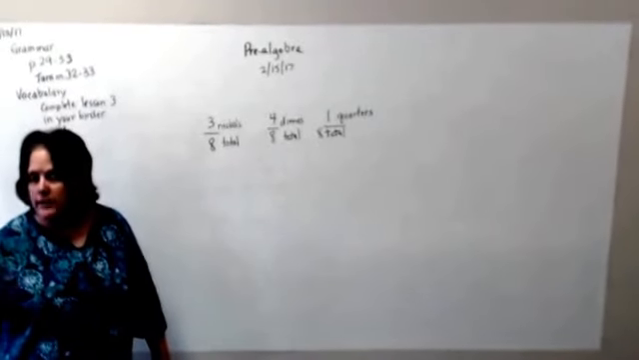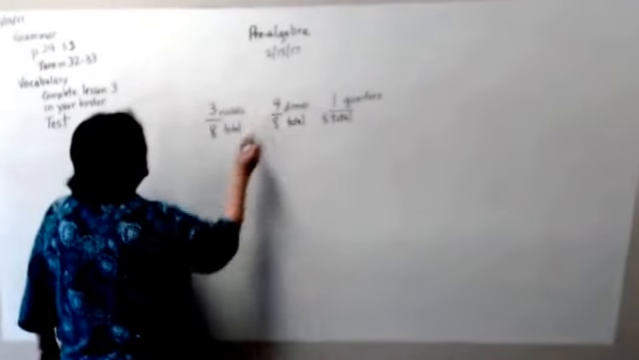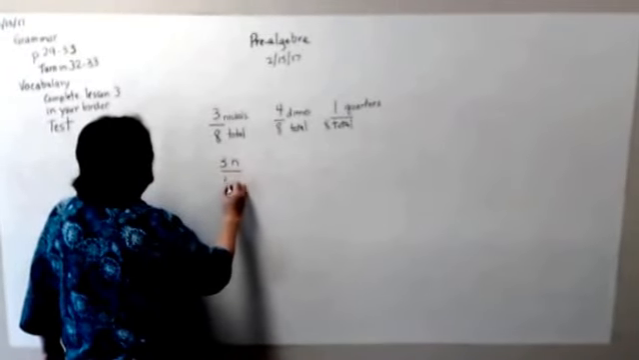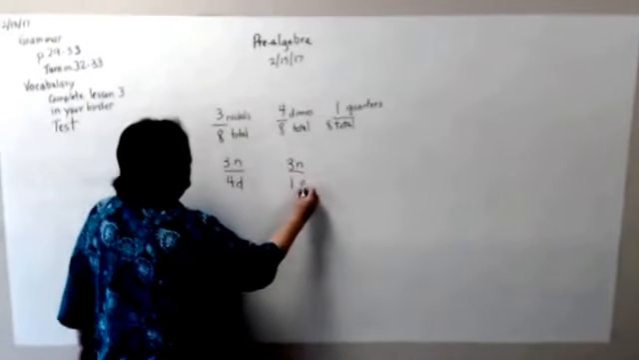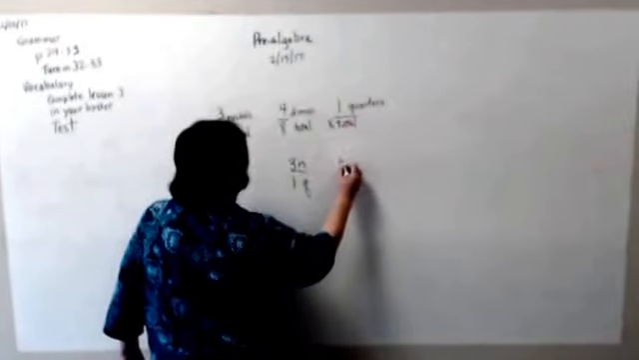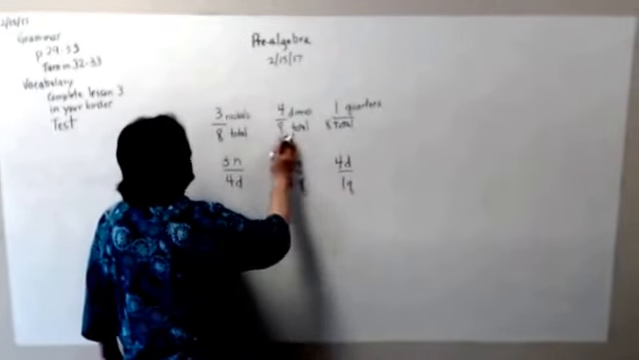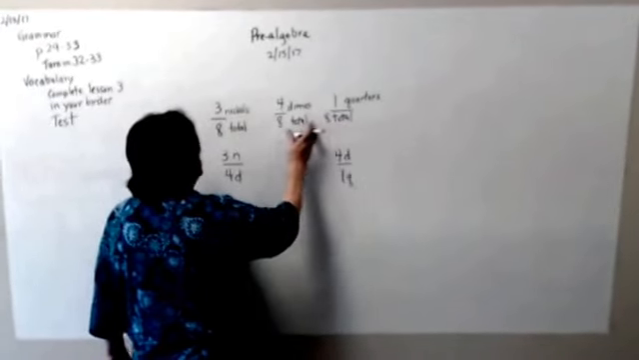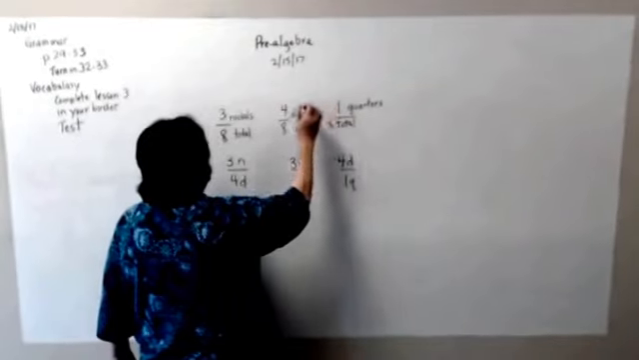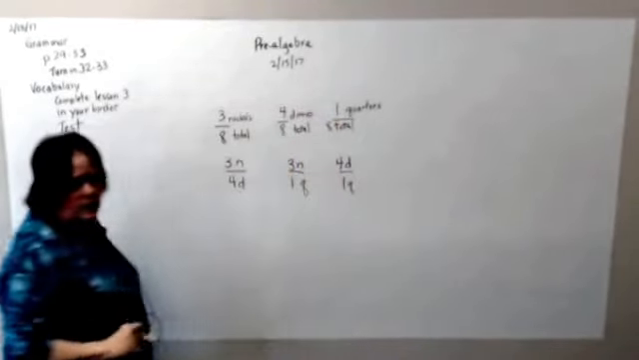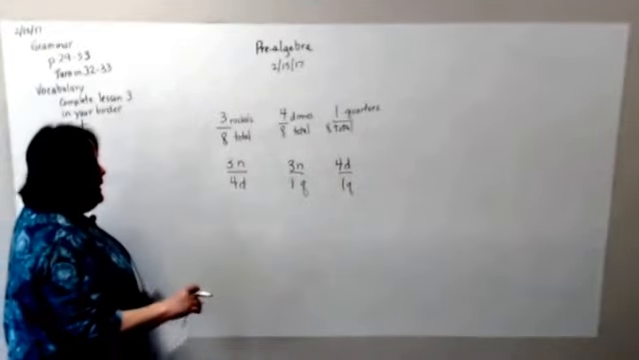But we have 3 things, so we have 3 more ratios we need to find. 3 nickels to 4 dimes. 3 nickels to 1 quarter. And then 4 dimes to 1 quarter. We do this one to this one, and this one to this one. Then this one to this one, and we have our 6. If you do it in that order, you won't duplicate.